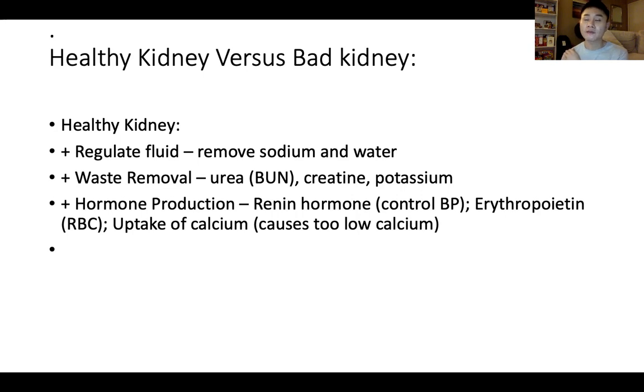And also, if the kidney doesn't work, it will cause issues with controlling the blood pressure. And also the patient can be anemic as well. Anemic here meaning that they don't produce enough red blood cells. Okay, and it can cause a low level of calcium as well because it causes decreased uptake of calcium.